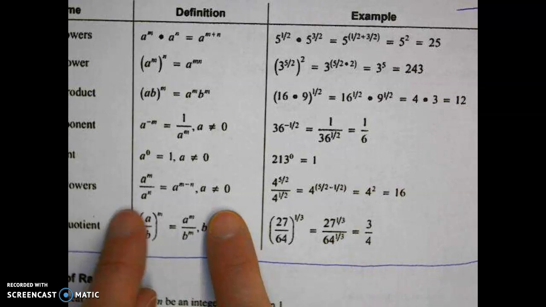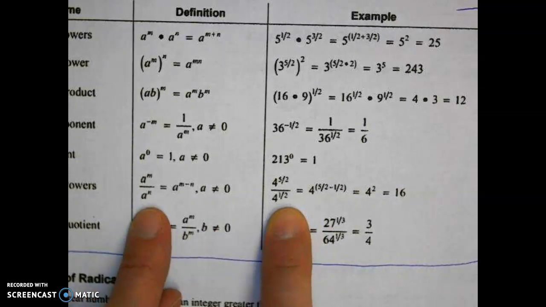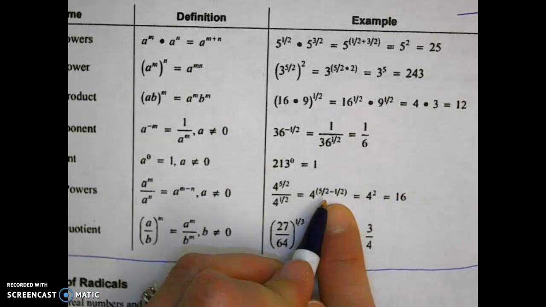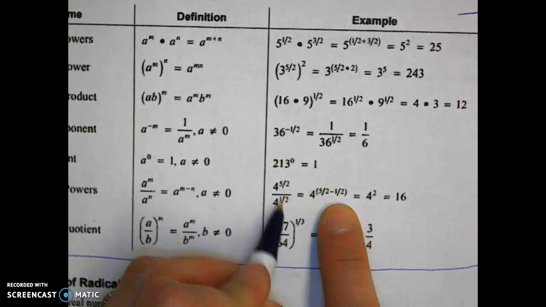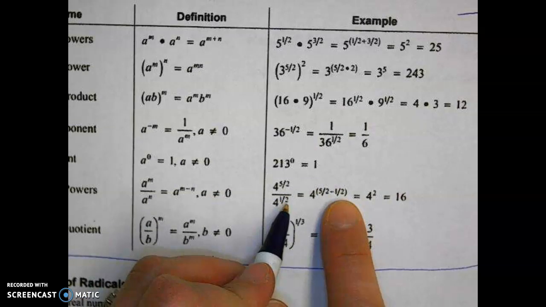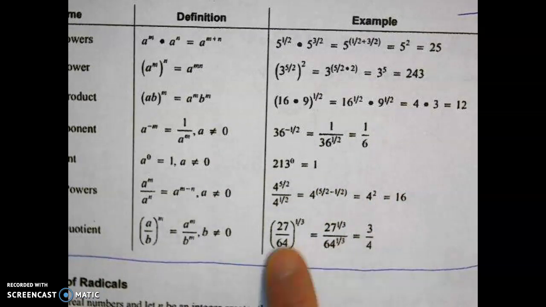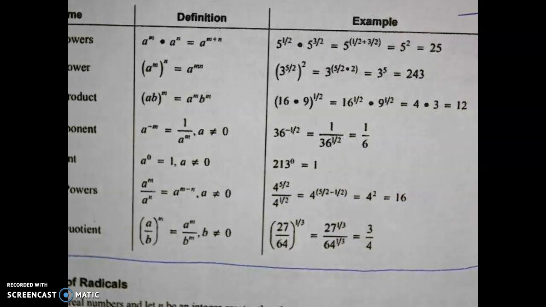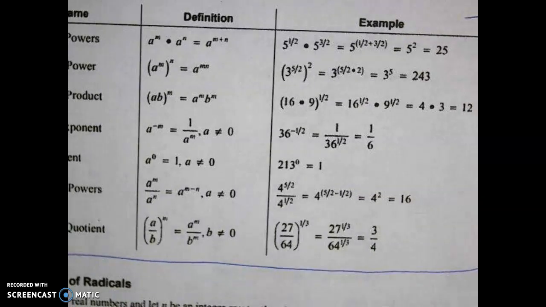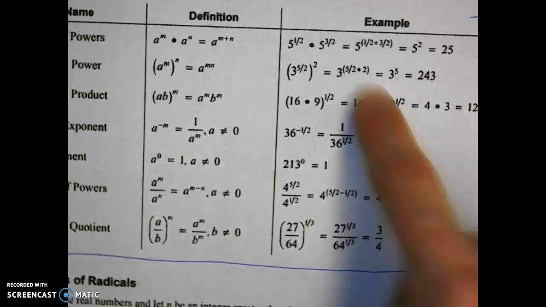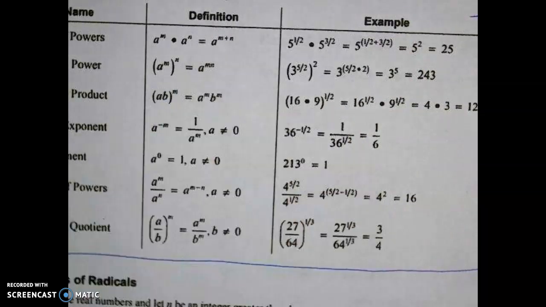So here's one quotient. A quotient's like dividing. When you're dividing, you subtract the exponents. So they did that here, 5/2 minus 1/2. That'd be 4/2, which would be 2. 4 squared is 16. So look over all these rules, all these properties. And then we'll start using them so you'll see how they work. We'll go down and do an example and we'll be like, what rule does it, which one is it? Which one of these does it follow?